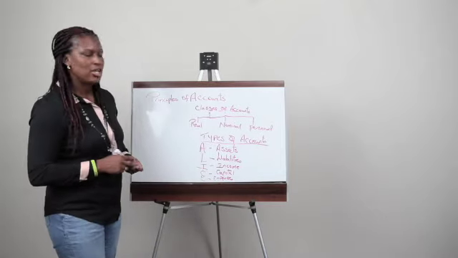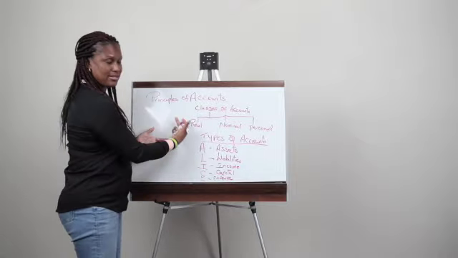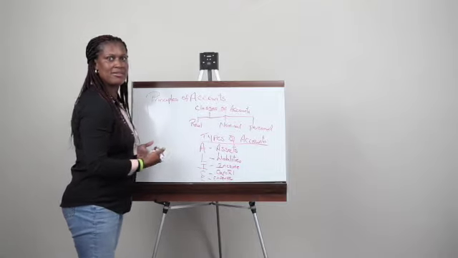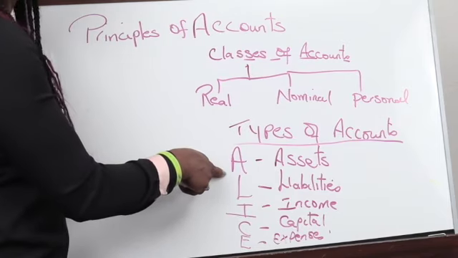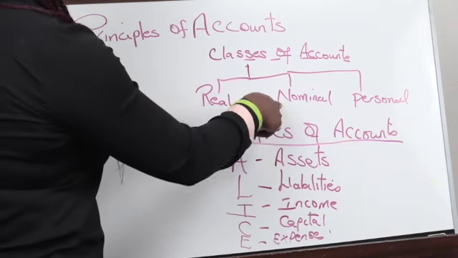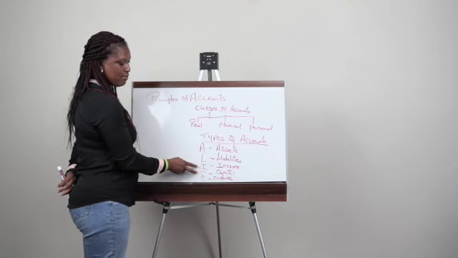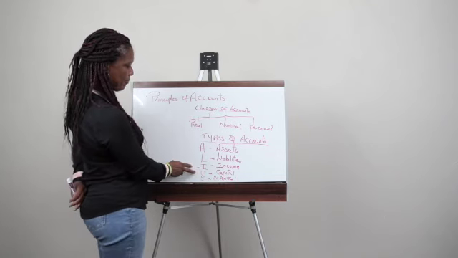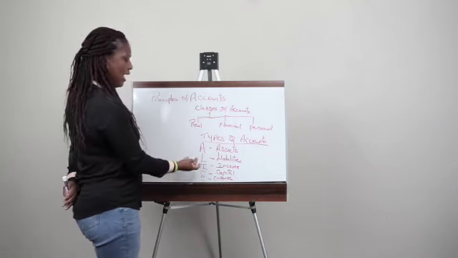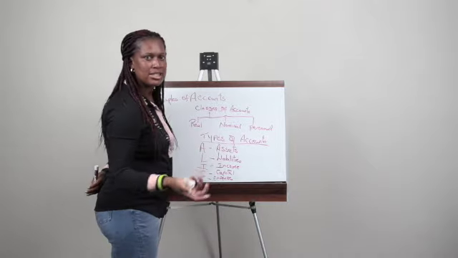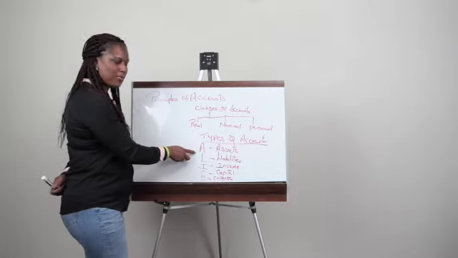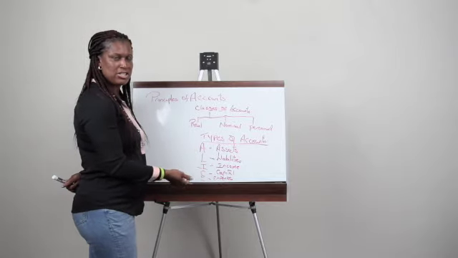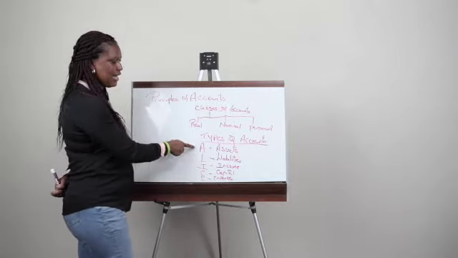That's ALICE. So we can now group these under the different classes of accounts. So we have real account as asset account, nominal account being your income and your capital and your expenses, and your personal accounts are basically your liabilities. Again, just a quick reminder of the definitions of each of these.